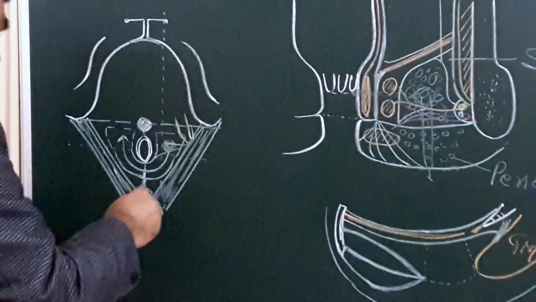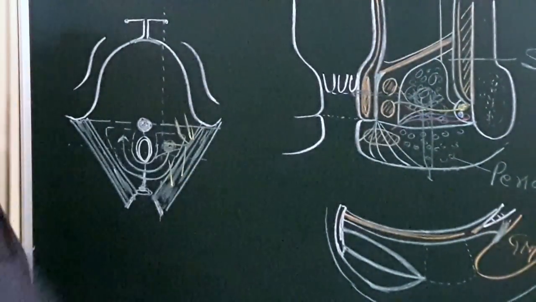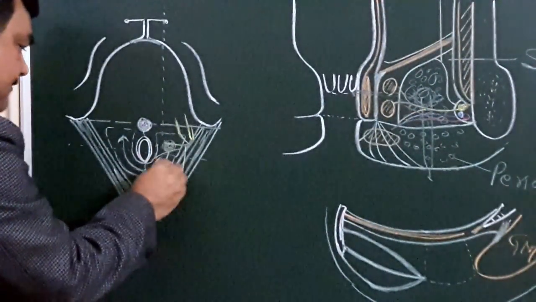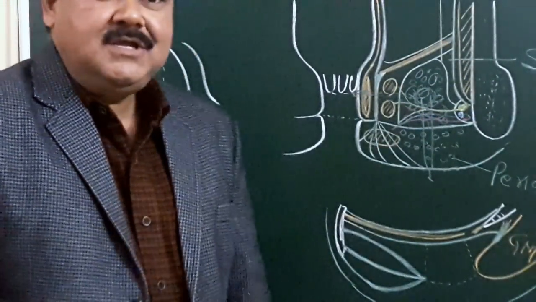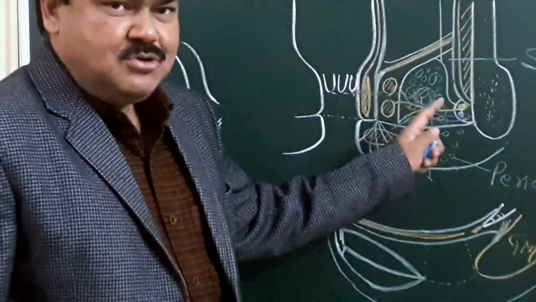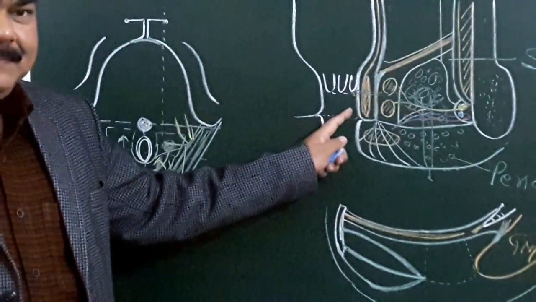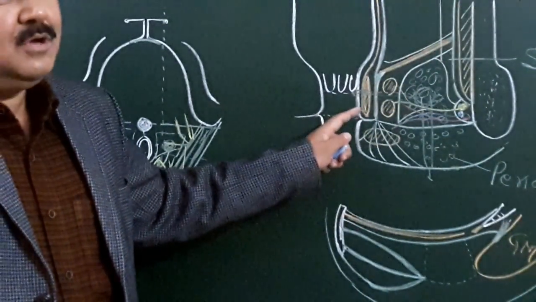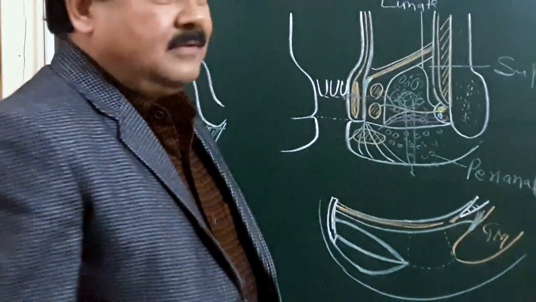And these nerves are present in this region: the perforating branch of S2, S3 and the perineal branch of S4. So these structures are present in the ischiorectal fossa or ischioanal fossa. This fossa is also known as the ischioanal fossa because it lies between the ischium and anal canal. So ischioanal fossa is a more correct term in comparison to ischiorectal fossa. So this is all about the ischiorectal fossa or ischioanal fossa.